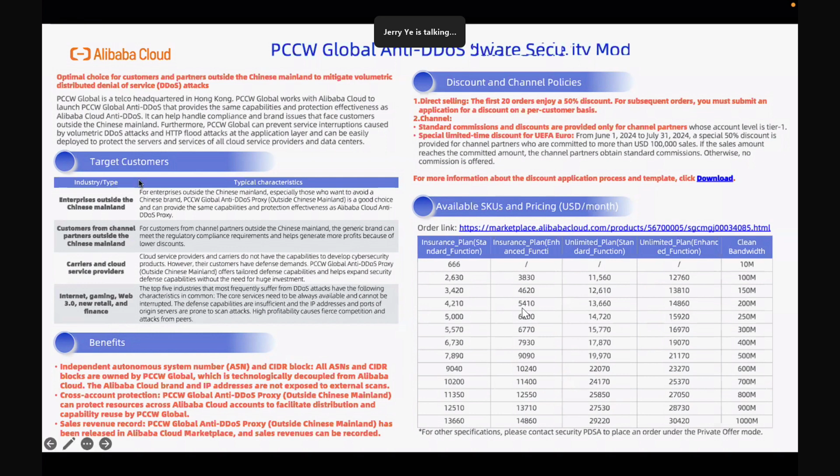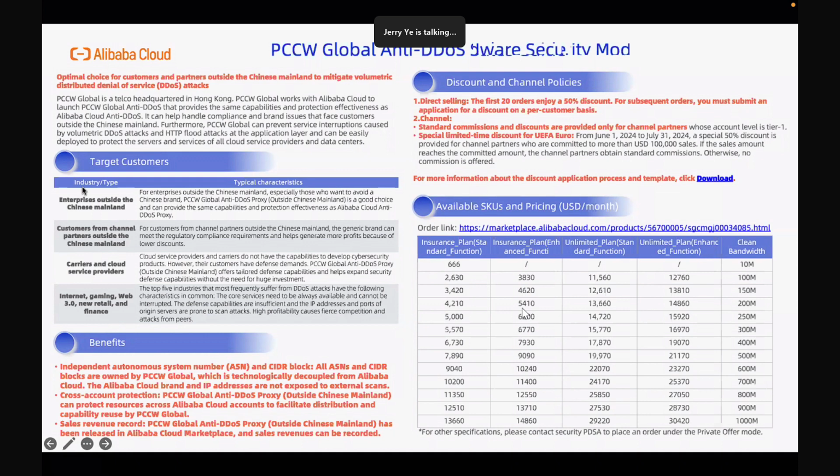Okay, so PCCW Global is a telecom company in Hong Kong, and it worked with Alibaba Cloud to launch PCCW Global anti-DDoS that provides the same capabilities and protection effectiveness as Alibaba Cloud anti-DDoS. The difference is the IP and also the AS number. So this product can be quite suitable for those customers who are sensitive to the brand of the anti-DDoS product.